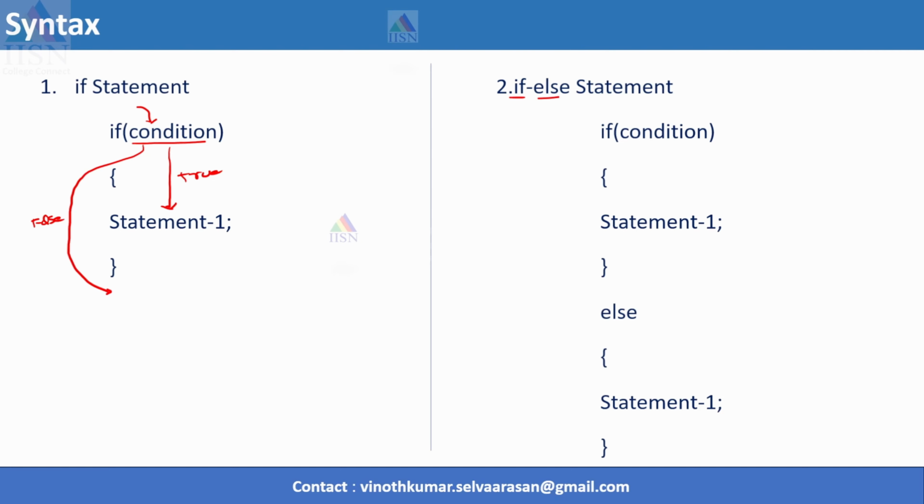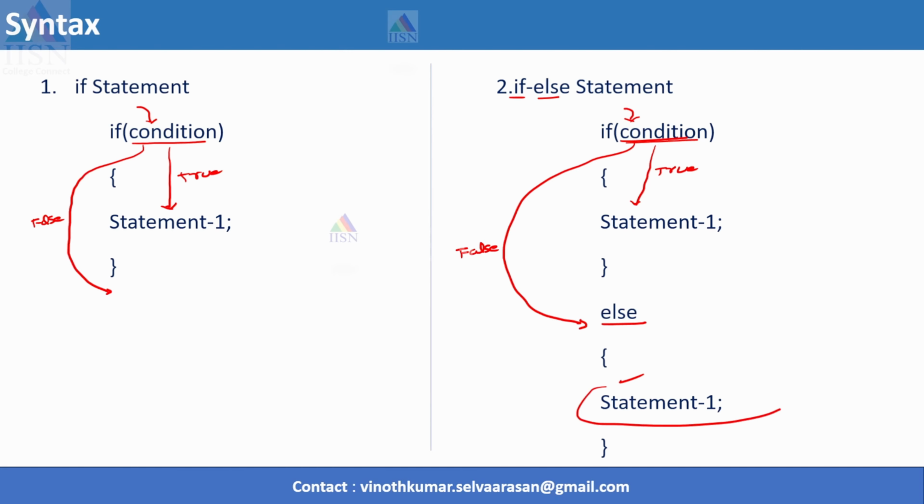Then moving to if else. What is the if else statement syntax all about? First, it checks the condition. If the given condition is true, it executes the statements inside. If the given condition is false, it executes the else part which exists here. The else part is executed only if the given condition is false, that is, the block of code inside the else part. Hope you understand the syntax of the if statement and if else.